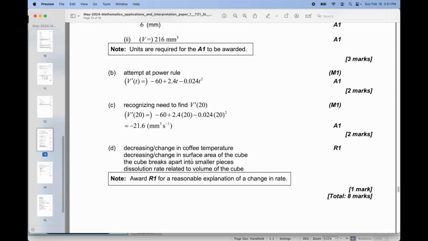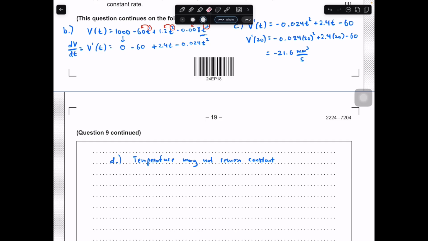All right, and then here are some other examples. So what is a reasonable explanation? I guess that depends in some sense on the view of the examiner, but factors that would influence whether or not this sugar cube is going to decrease, or why it might not decrease at a constant rate. All right.